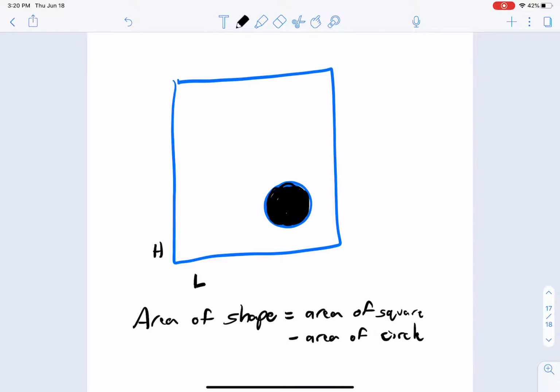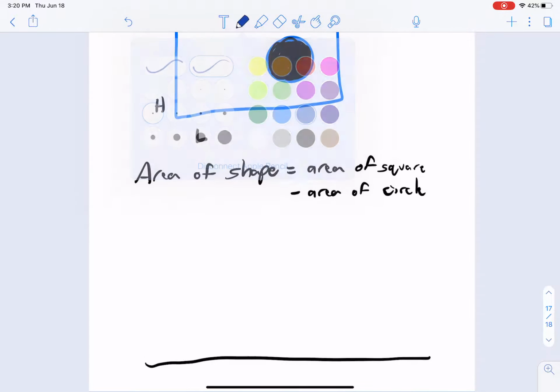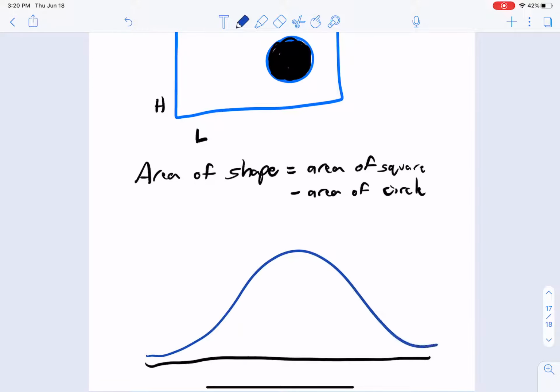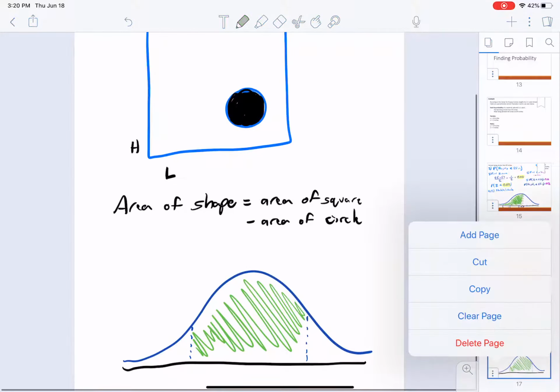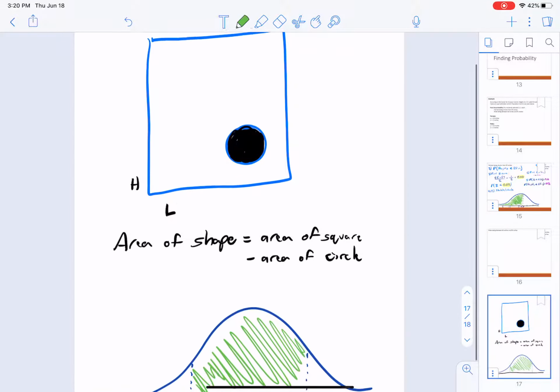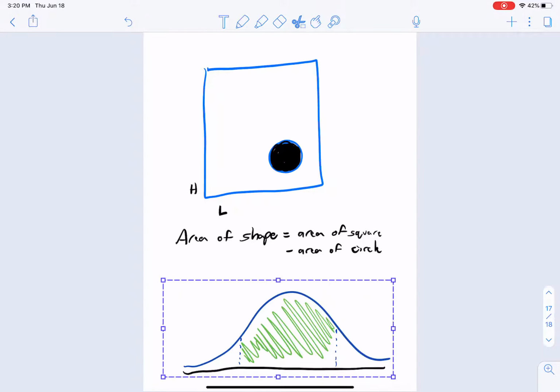What is this about? Well, if I were to take some normal distribution, it looks like this. Let me do a different color. Like so. And I wanted to find this area in between, I'll shade it in green, like I've been doing. I want to find this area. Well, what I could do is, let me add a new page here. I'll put this all on a new page so we can see.